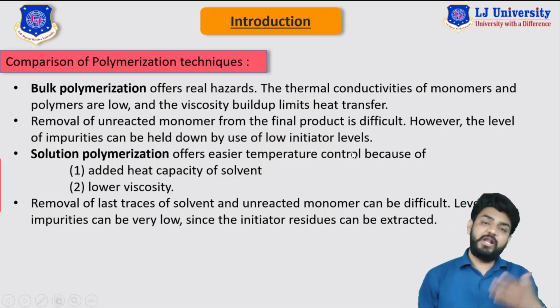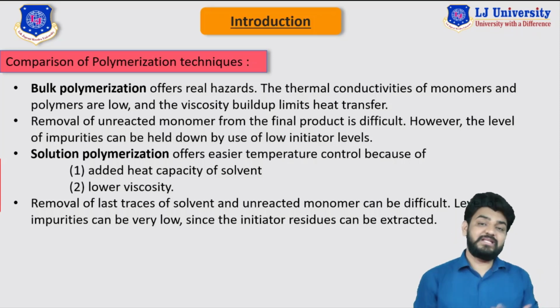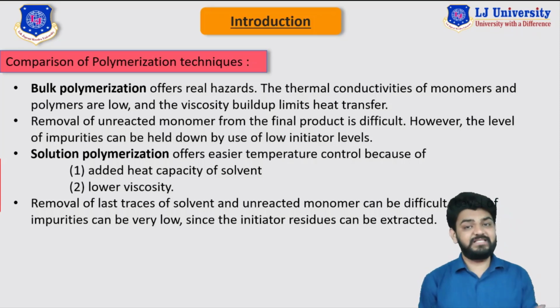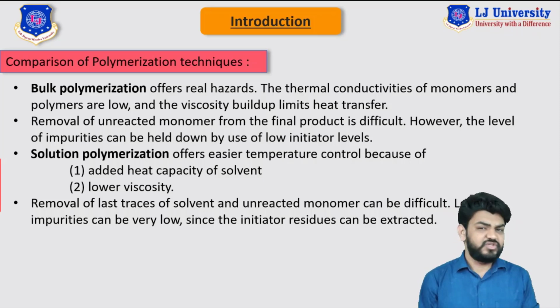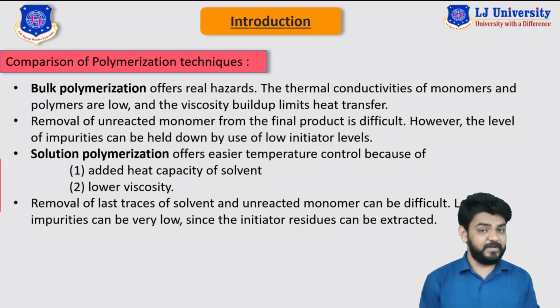So with the bulk polymerization, we can get pure form of the polymer, right? We can decrease the impurity inside the monomer by increasing the level of the initiator. So these are some points that can be used for the comparison purpose of the bulk polymerization.